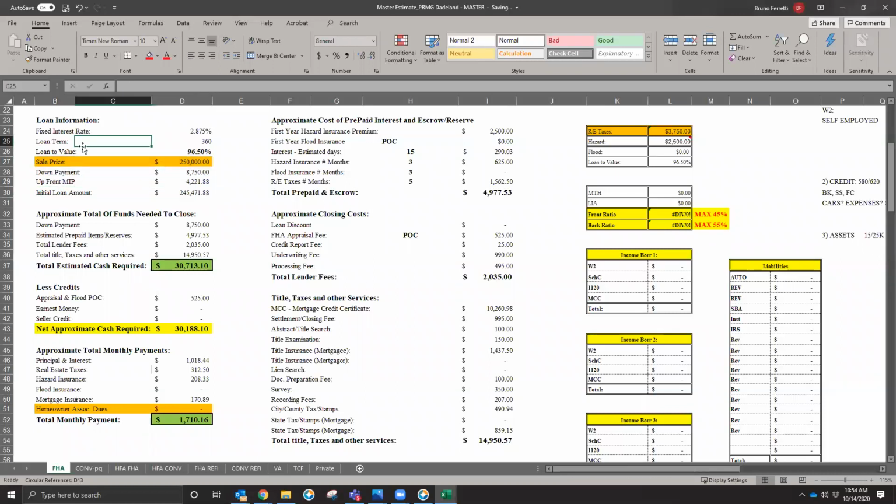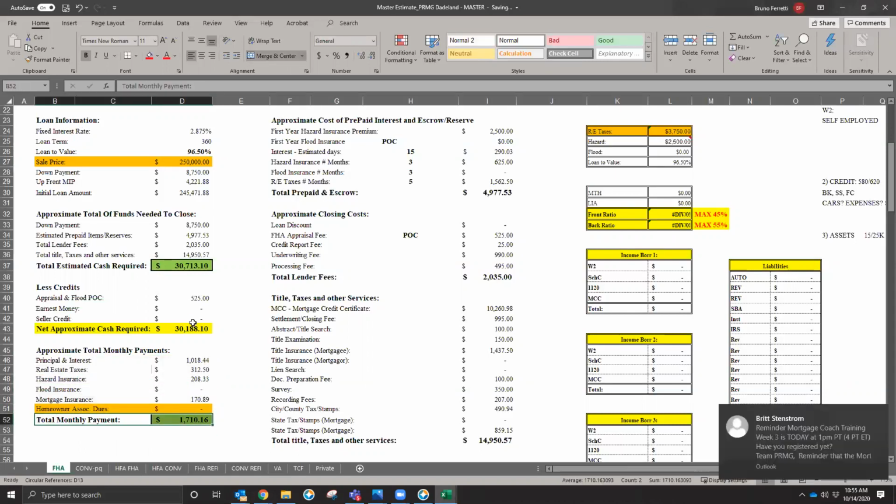That's fine. So automatically, when I put this number here, you're going to see that I have a solid estimate, okay? Principal and interest, taxes, insurance, mortgage insurance, right? Single family, so no HOA.